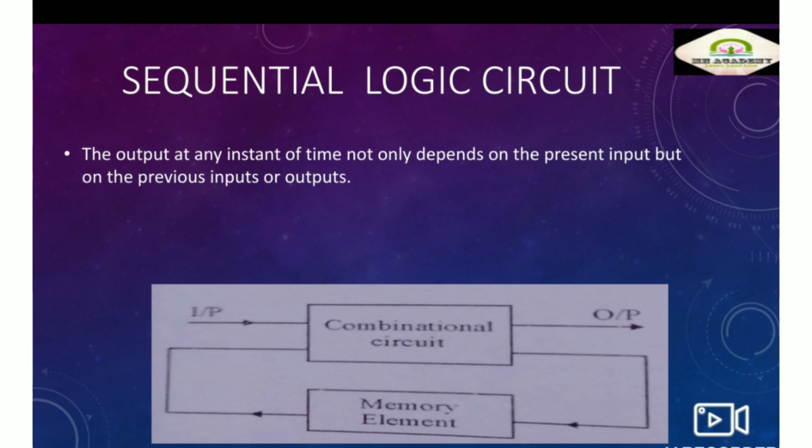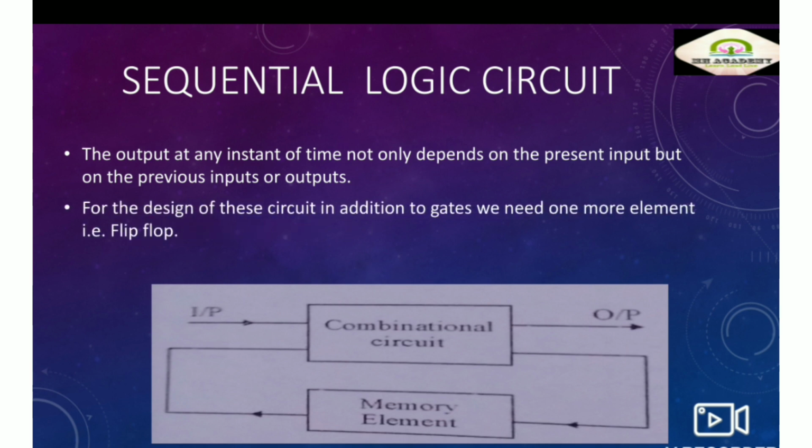In this, the output at any instant of time not only depends on the present input but also on the previous input or outputs. As in this circuit, we can see a combinational circuit is being used with the memory element, and in this the output at any instant of time depends on the present as well as previous input or output. For the design of this circuit, in addition to the gates, we need one more extra element, that is flip-flop.